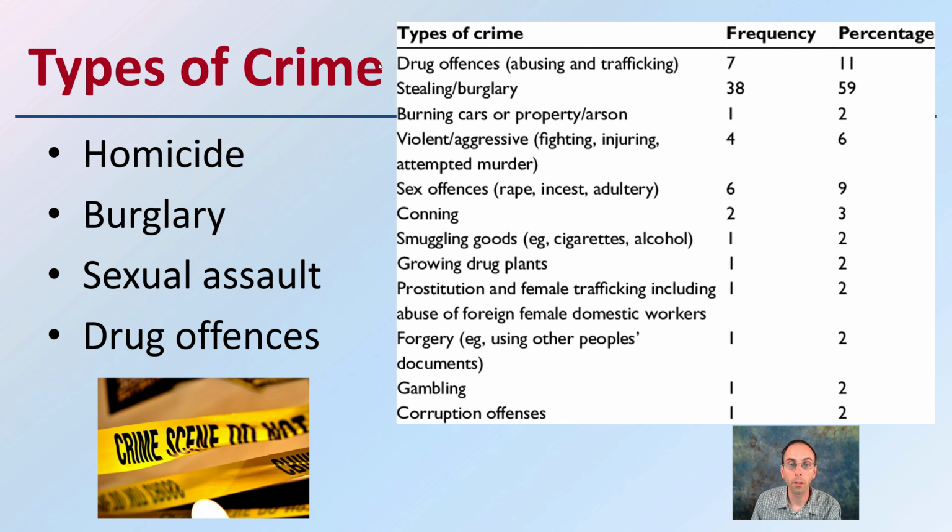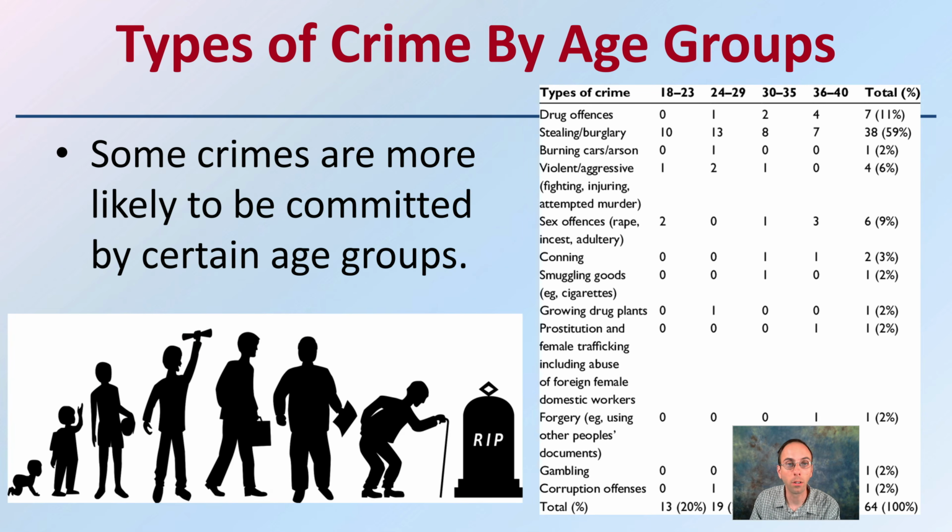We can see here a list of types of crime, and the frequency and percentage that they occur. Some are definitely more common, such as burglary, definitely much more common than some of the other ones listed here. But still, we have to take all these into consideration and know how to handle these, because we're not sure what crime scene we're going to be coming up to when we're doing an investigation.